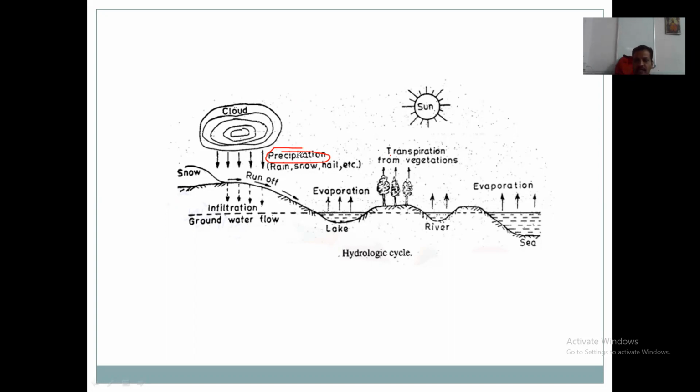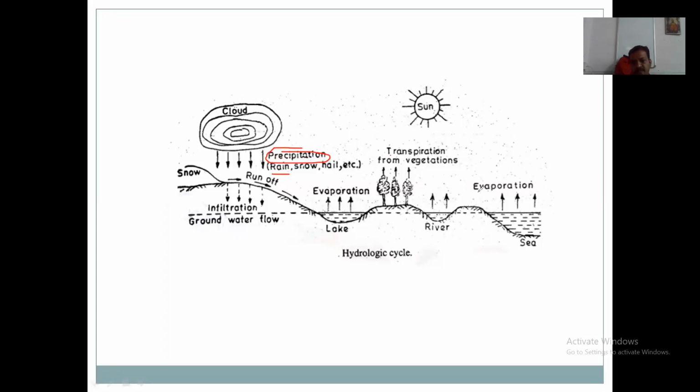So we have seen how to analyze the precipitation data, how to measure the rainfall. Rainfall, that is precipitation, is measured by using rain gauges. In rain gauges we have seen different types: the non-recording type rain gauge and the recording type rain gauges. So the precipitation we have studied.